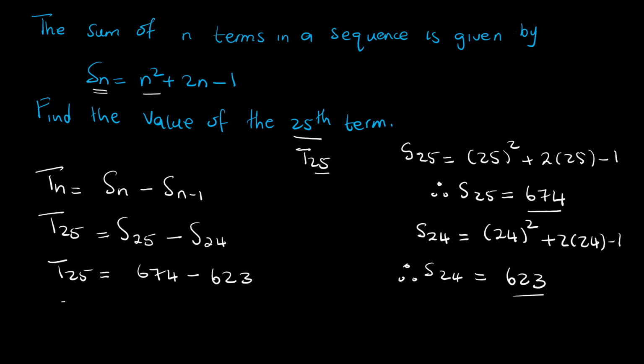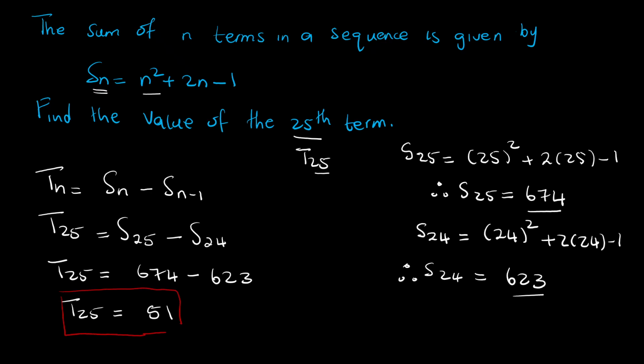So now when you have it like that, the answer that you get is going to be your term 25. When we subtract these two numbers, the difference of these two numbers is just 51. So when you have it like this, ladies and gents, you've answered the question.